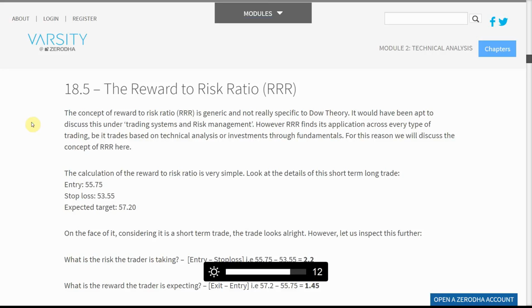The calculation of the reward to risk ratio is very simple. Look at the details of this short-term long trade. Entry: 55.75. Stop loss: 53.55. Expected target: 57.20. On the face of it, considering it as a short-term trade, the trade looks alright.